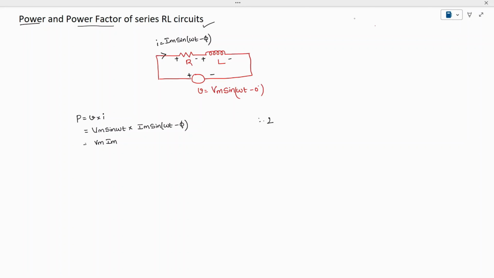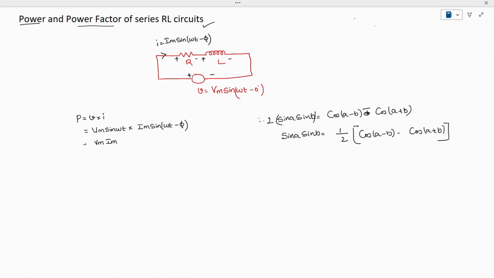We know that 2 sine A sine B is equal to cos of A minus B minus cos of A plus B. Okay, but here we have only sine A sine B, so I can write it as 1 by 2 into cos of A minus B minus cos of A plus B.